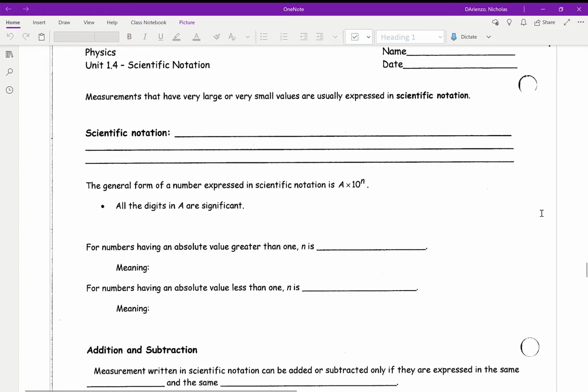Hey everyone, we're going to spend a few minutes here reviewing scientific notation. We used scientific notation a fair amount previously in chemistry. I know you use it in math, so this shouldn't be anything too difficult. We will get into adding and subtracting numbers in scientific notation, as well as multiplying and dividing, and there are two special rules that will follow for that.